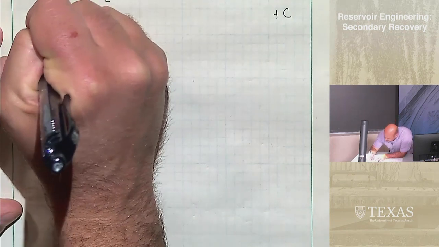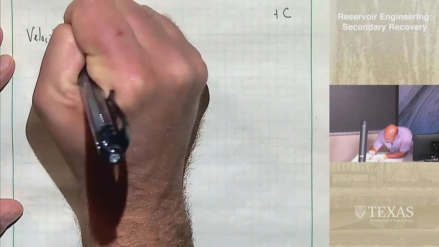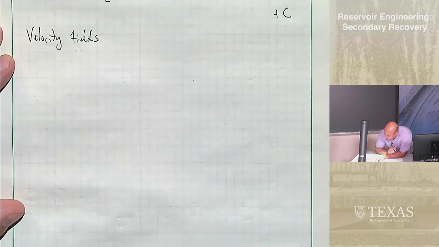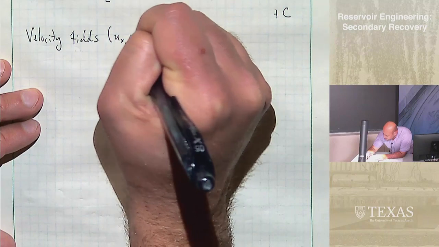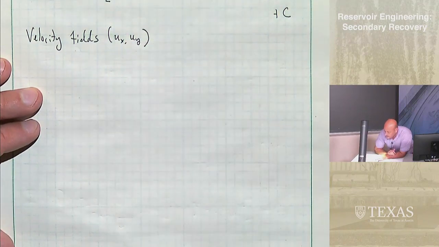So let's talk about velocity fields now. Remember I said we're going to look at potential or pressure fields. We're going to look at velocity fields. That's like ux and uy. And then later we'll look at these path lines or streamlines.